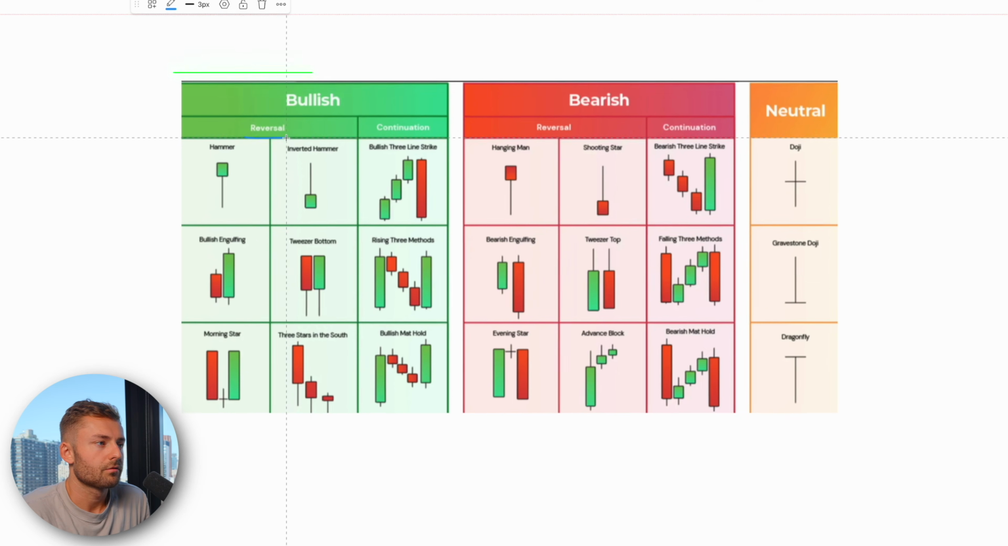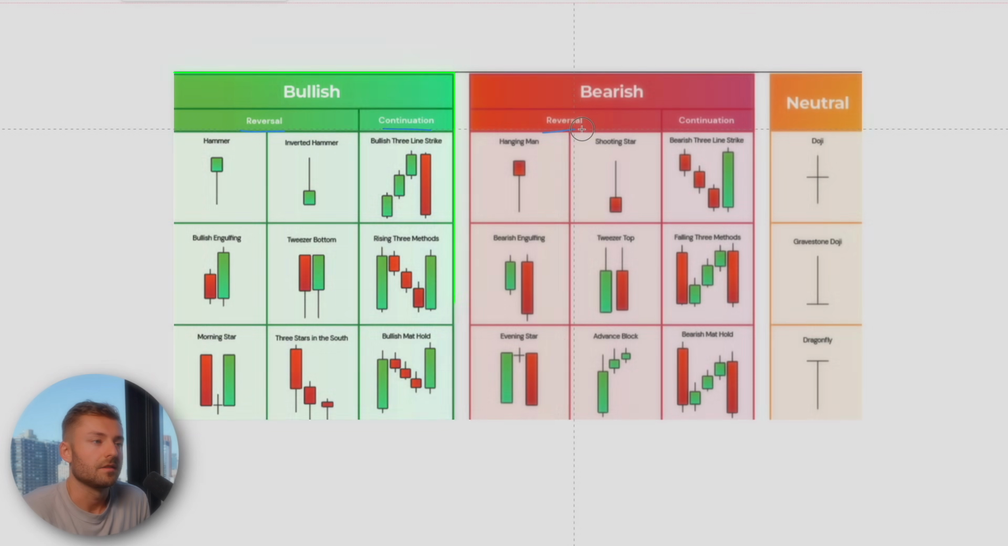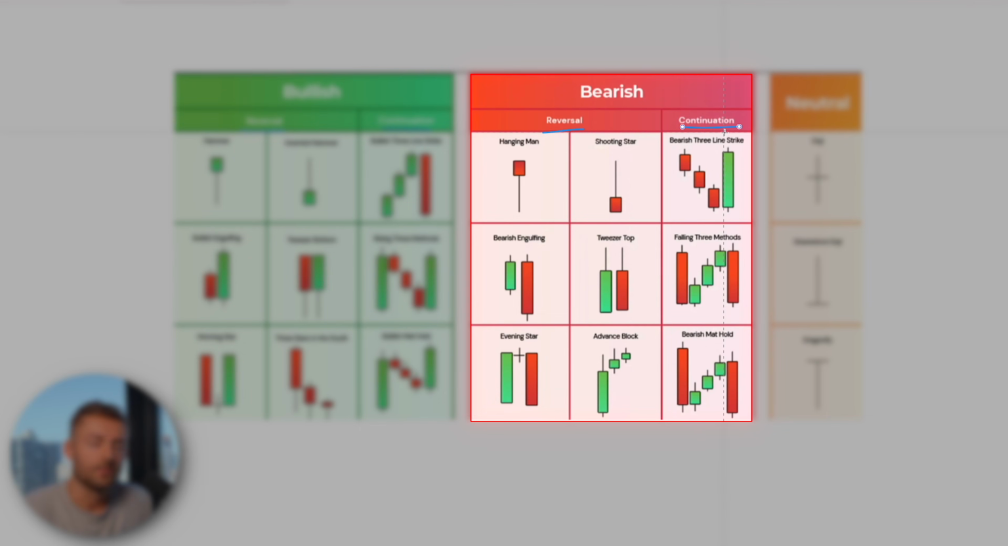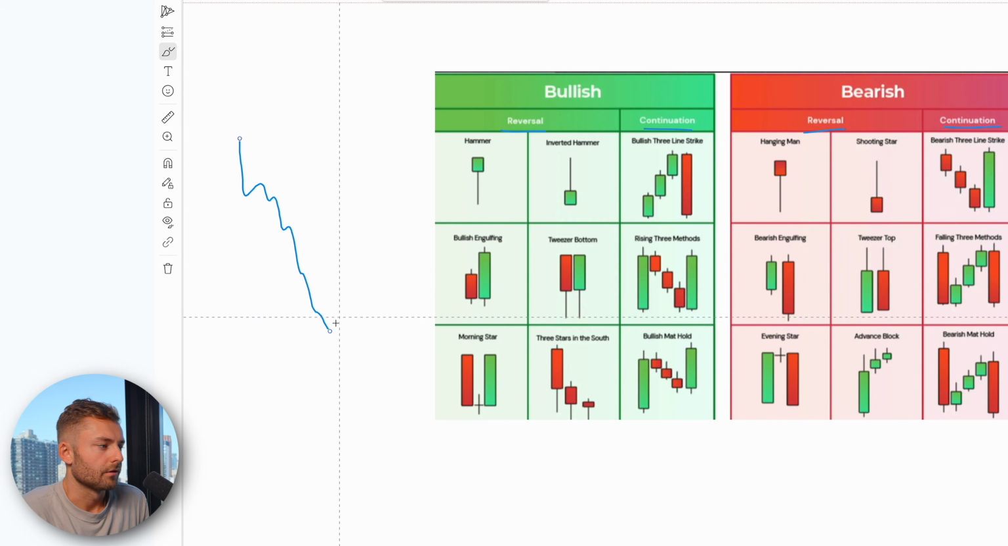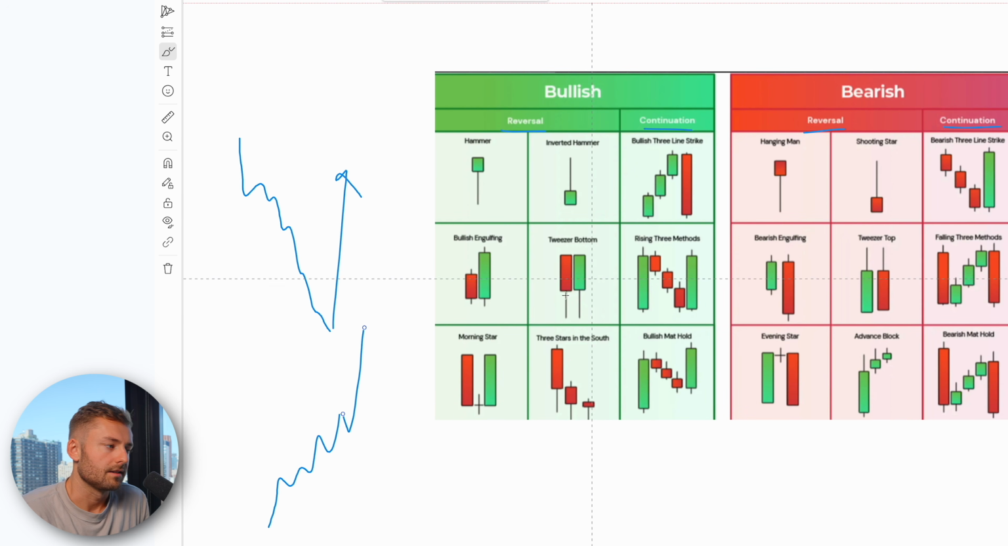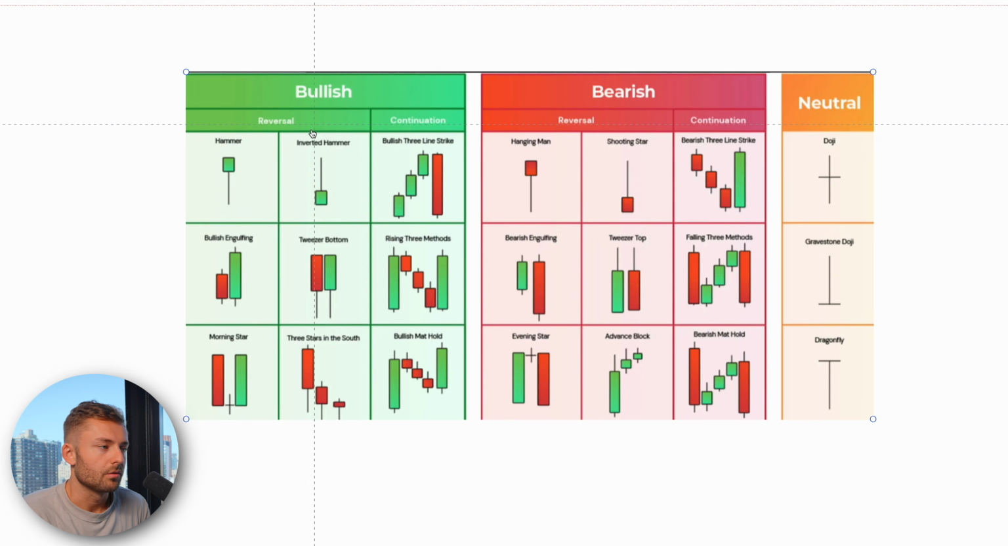So we have bullish reversals and continuations, as well as bearish reversals and continuations, meaning if price is moving down in this direction, if we're getting a reversal indication, that's indicating the market could push up. If we're already moving in a bullish direction, this continuation pattern would indicate a drawback and then a continuation in that direction. And the same thing is true in the opposite direction.